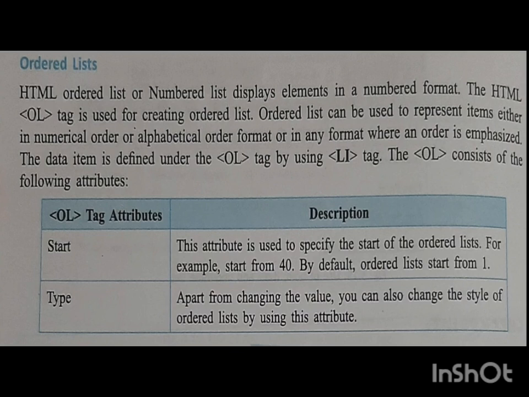In this there are two attributes that we call start and type. Start means from where to start, and type means what their types are. For example, I can have my list as 1 2 3, also A B C, capital A, capital B, capital C, I can have first, second, third. These types we generally use, and they are also available in HTML.